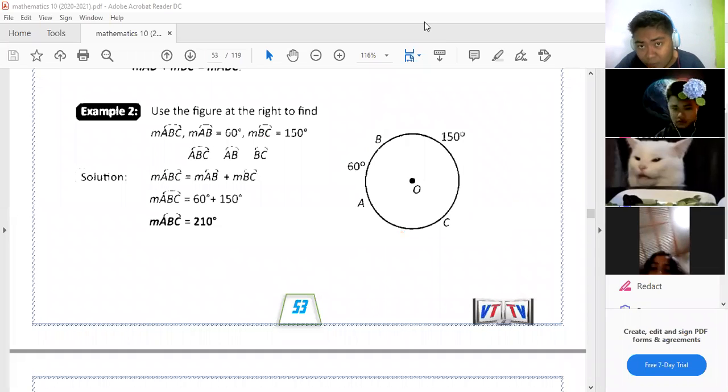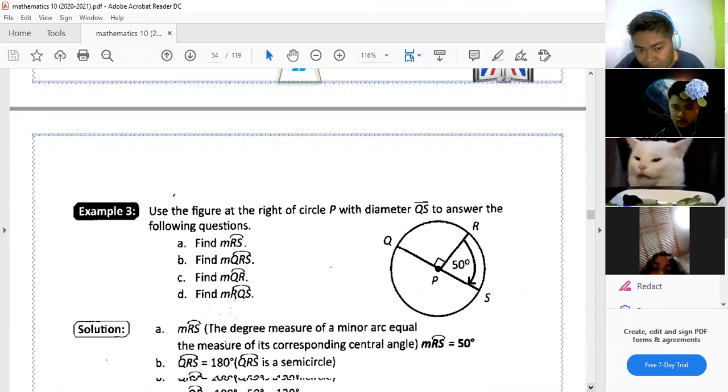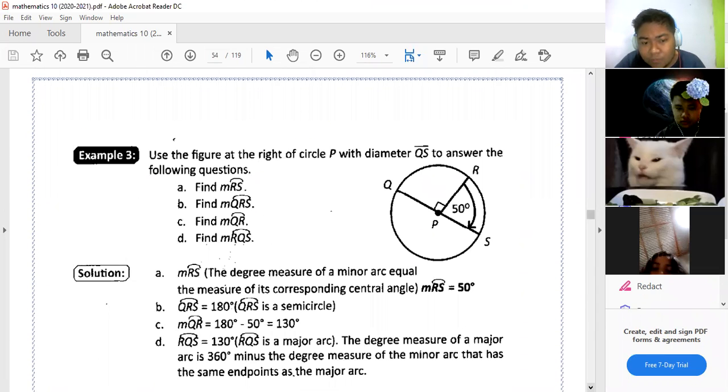Total na naman tayo. Ayan. Choppy ba? Mm. So, there are a lot of, ano pa dito.